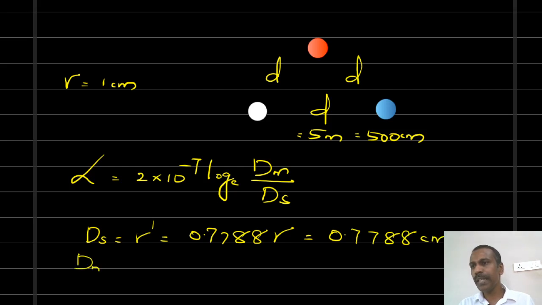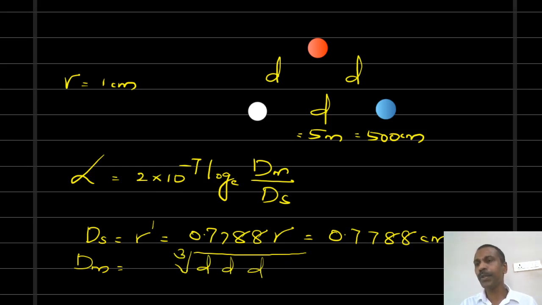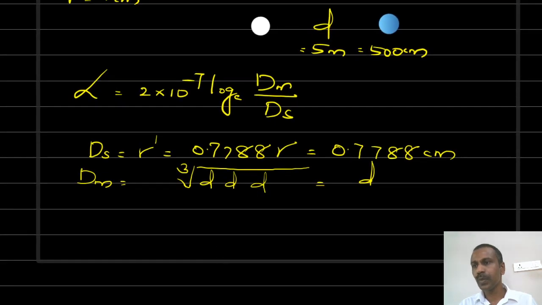Now we have to calculate Dm. Dm is equal to, we have three lengths here, d1, d2 and d3, all are same. As you have three terms, it is easy to remember, you put 3 here. You find out the cube root. If you have 6 conductors, you put 6 here. You find out the 6th root. So this is equal to the cube root of d cube. This is d. In our case, d is equal to 500 centimeter.